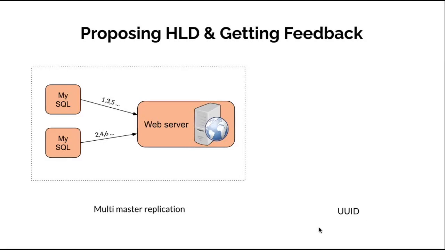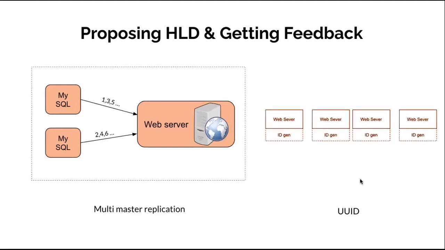So UUIDs can be generated independently without coordination between the servers, as we can see in this diagram. In this design, basically each web server contains an ID generator. Like we see, we have these 4 web servers, and each web server contains an ID generator. And a web server is responsible for generating IDs independently. There's no synchronization or handshake required between them to generate these IDs. So in this way, we can use UUIDs to generate unique IDs for our system design.